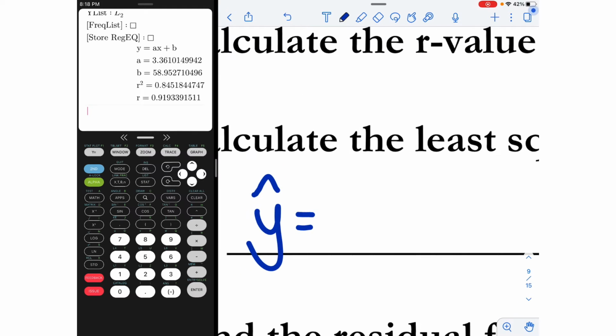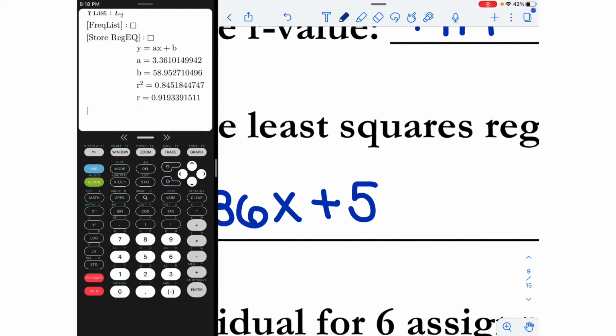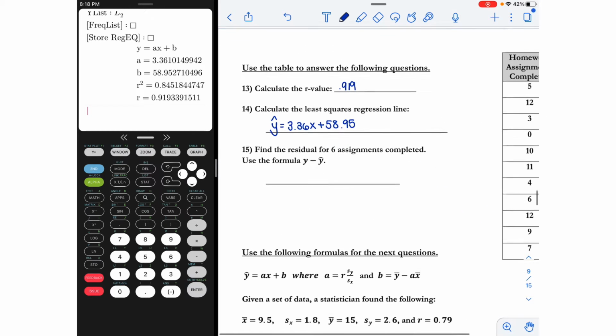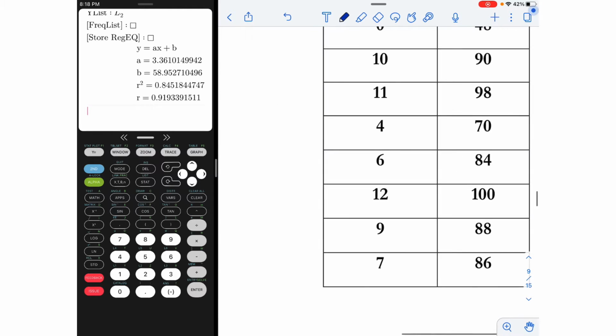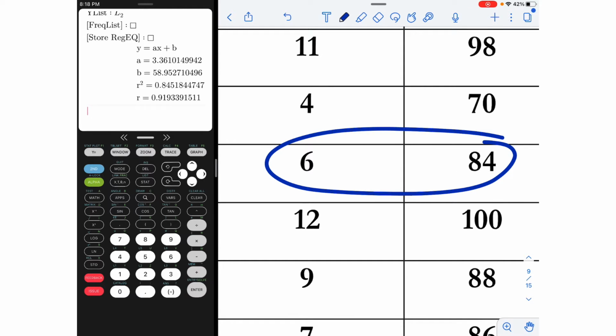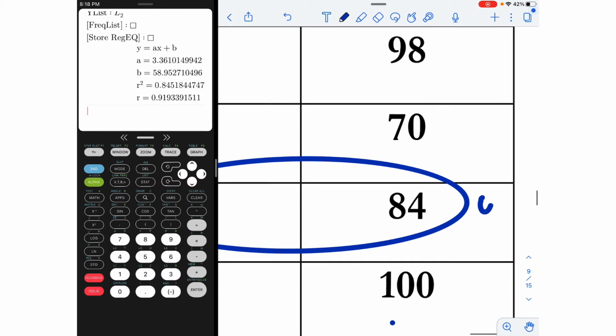So 3.36x plus 58.95. Okay, there's my least square regression line, and it says find the residual for 6 assignments completed. So here's the real data. 6 assignments completed got the person an 84. That is the y value.